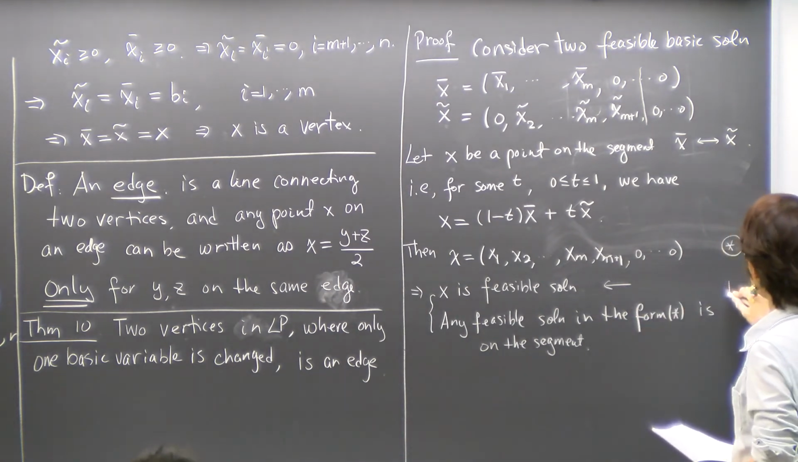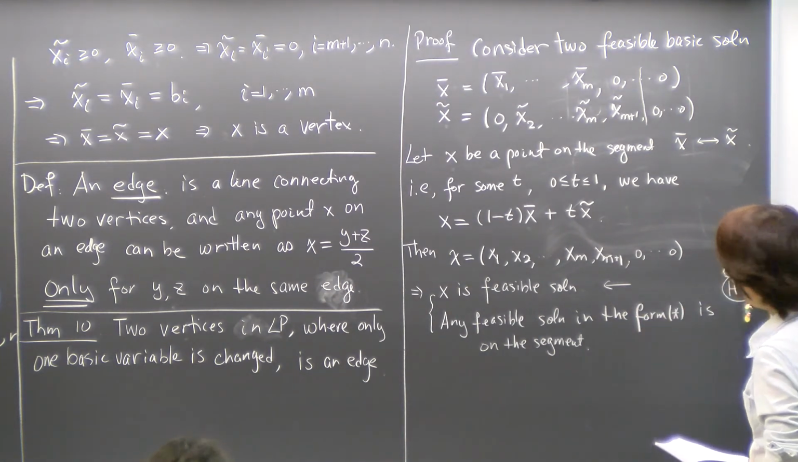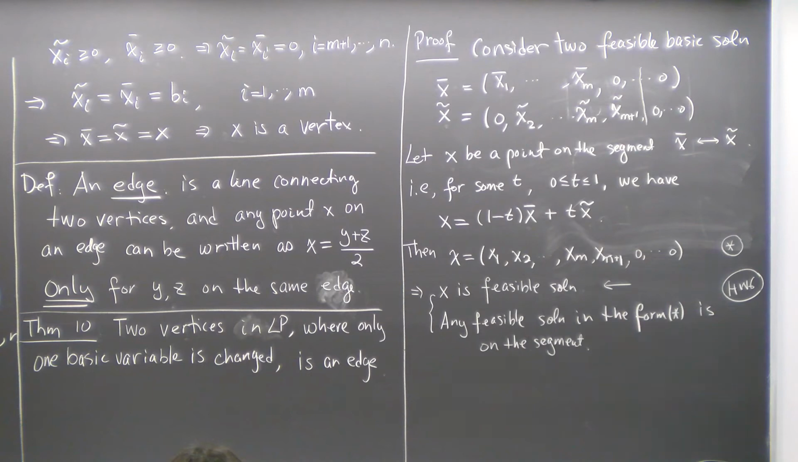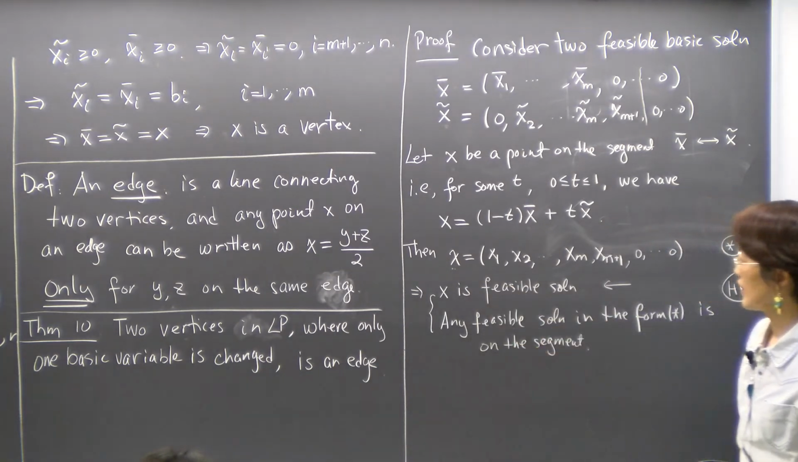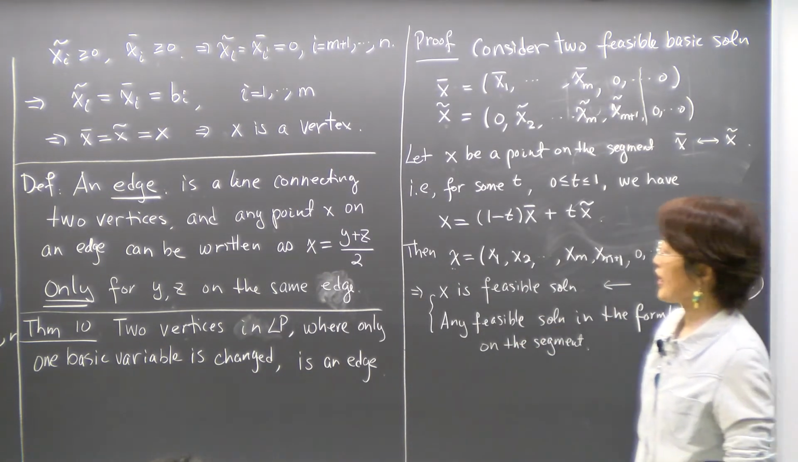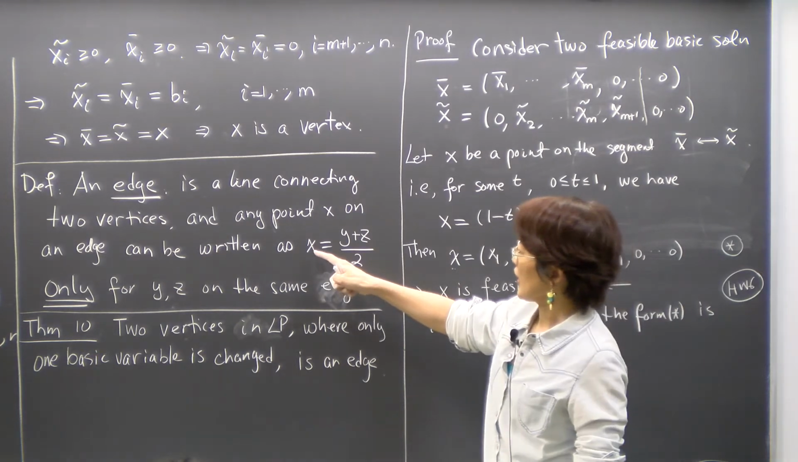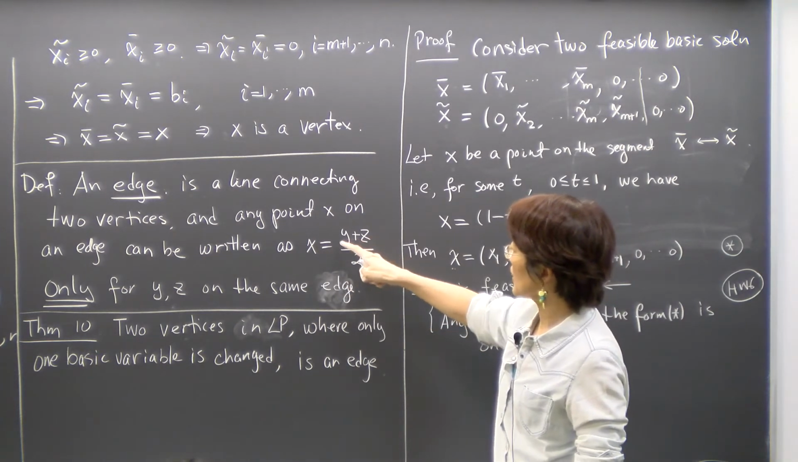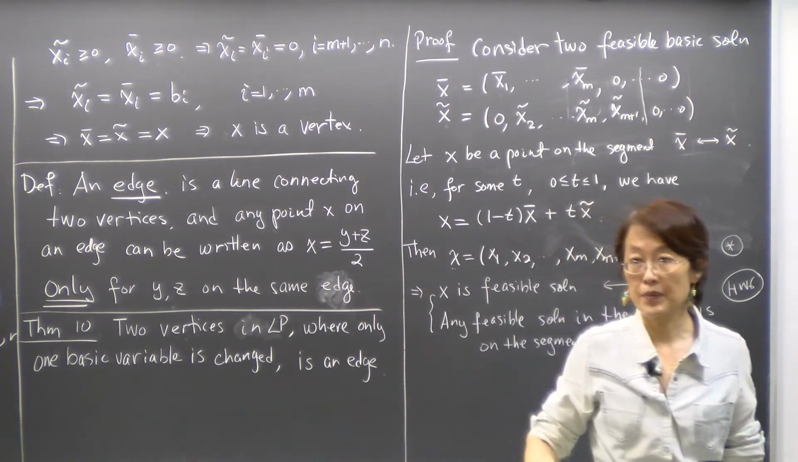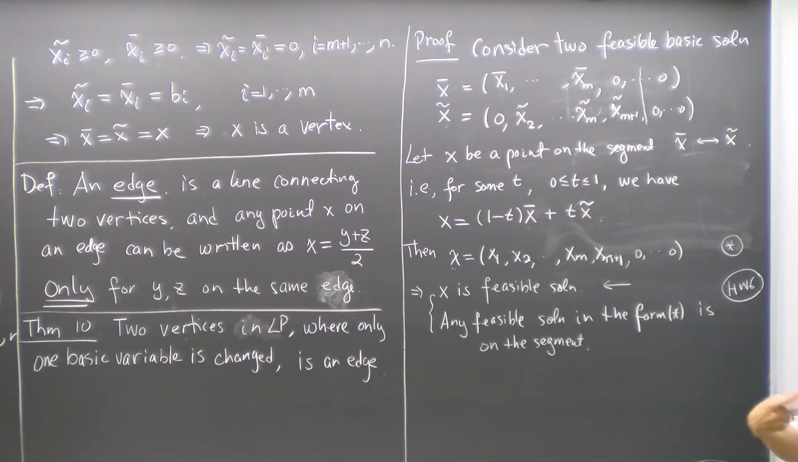Okay, so this I will give as a problem in homework 6, for you to practice your proving skill. All right? Now what do we need to show? We need to show it by definition. We need to show that this point x here can be expressed only as a midpoint of 2 other points. They must be on the same edge. Is that right? And then this is the edge. That's per definition. So I need to prove that.